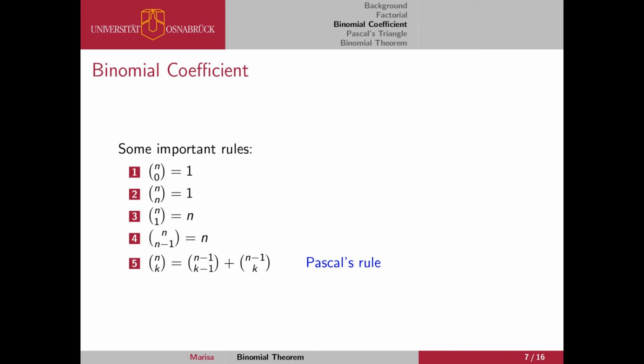The last rule here on this slide is a special rule and has its own name, which is Pascal's rule. It states that n over k is equal to n minus 1 over k minus 1 plus n minus 1 over k. Here you can already see that there's some kind of relation between binomial coefficients, and that somehow with previous binomial coefficients, so for n minus 1, you can calculate the binomial coefficient for n. And this is actually quite interesting, this relation, so let us take a closer look at this now.